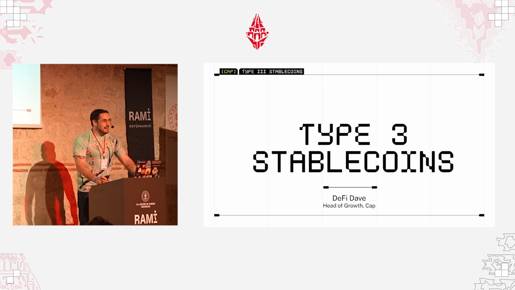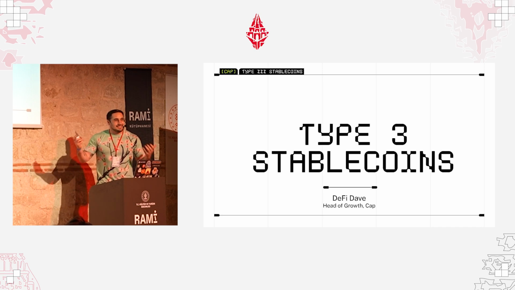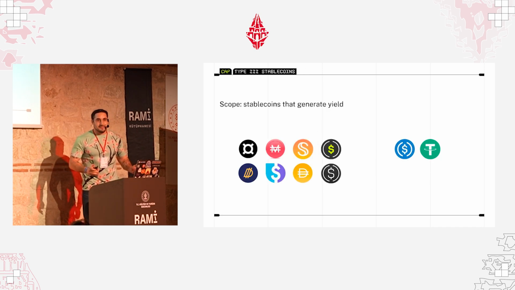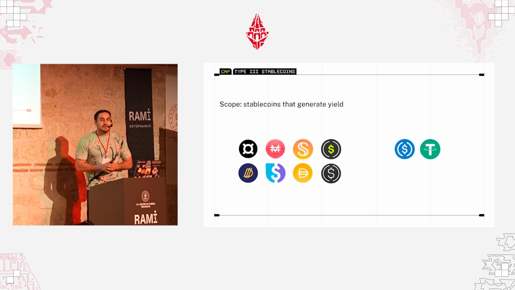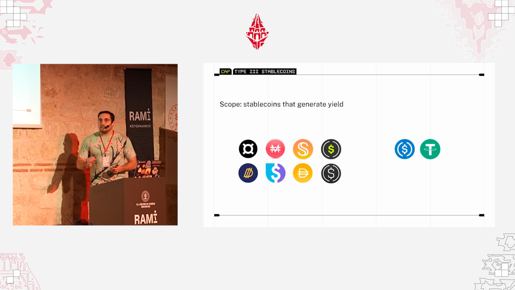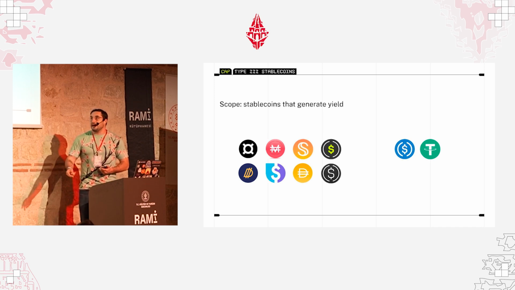I'm the head of growth of CAP, which is a new stablecoin, and I'm here to present Type 3 stablecoins. In this presentation, I want to make it clear we are not talking about payment stablecoins such as Tether and USDC. These focus more on settlement and distribution. We're going to talk about yield-bearing stablecoins. So think Athena, think Mai, think Frax, and of course, think CAP.